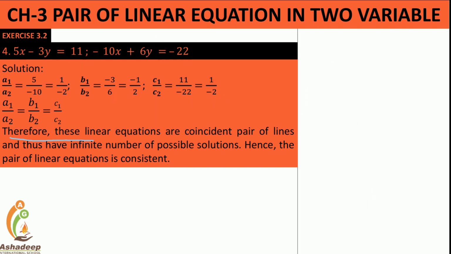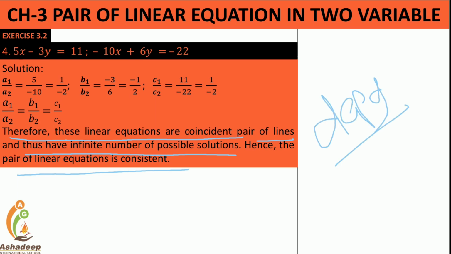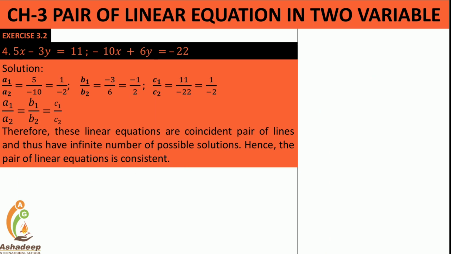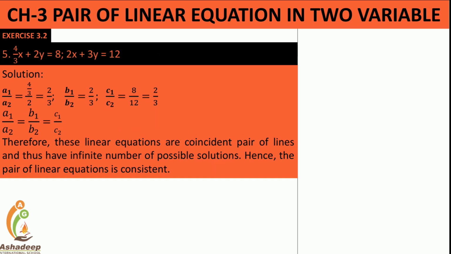So therefore these linear equations are a consistent pair of lines, thus having an infinite number of possible solutions. Hence the pair of linear equations is consistent. We can say one more thing about that, and that is the dependent pair of equations. Dependent pair of equations, right? So you need to keep in mind that when all the ratios are equal, that is a1 upon a2, b1 upon b2 is equal to c1 upon c2, then that is the dependent pair of equations, right? We already saw this in the previous lecture. Okay, now let's move ahead.